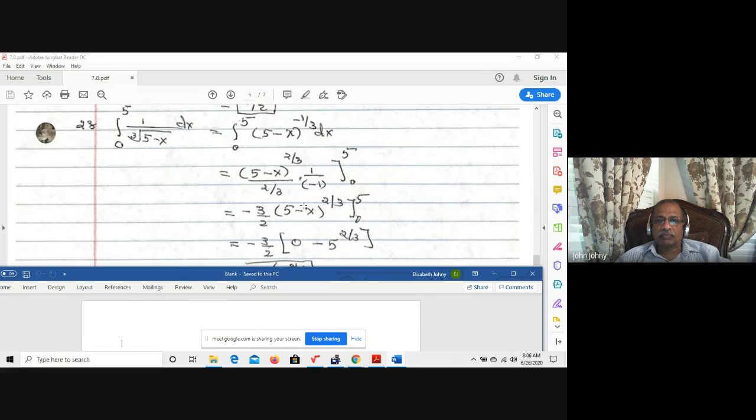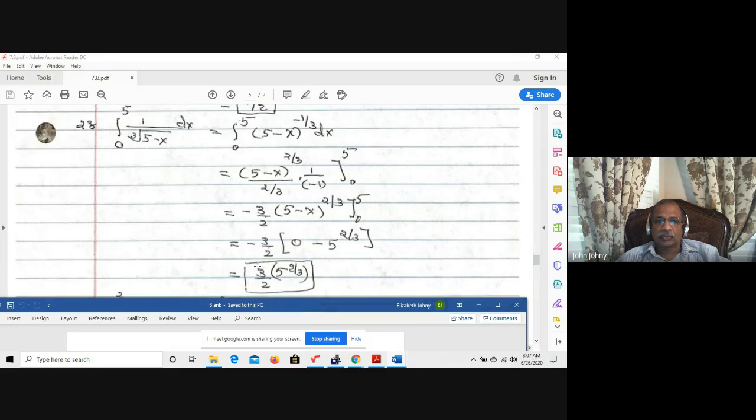That is negative 3/2 times. When you substitute 5, it becomes 5 minus 5, which is 0. When you substitute 0, you get 5 minus 0, that's 5 to the 2/3, and that is equal to 3 over 2 times 5 to the 2/3, because 2 negatives make a positive. So that integral is convergent. This is an improper integral because there is a vertical asymptote at x equal to 5. Therefore, that's an improper integral, but it is convergent.